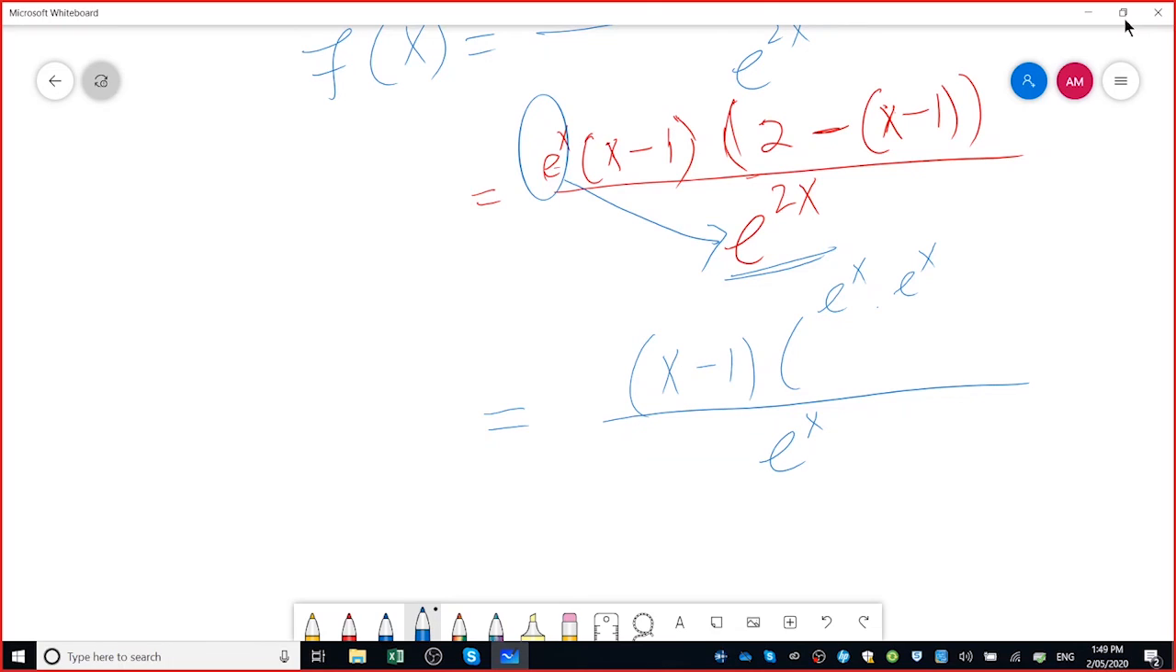Simplify the second bracket, which is in the numerator. Would it just become 1 minus x? If you see here, I think it is 3 minus x. Yes, it's 3 minus x. Get it. So that's a simplified version.